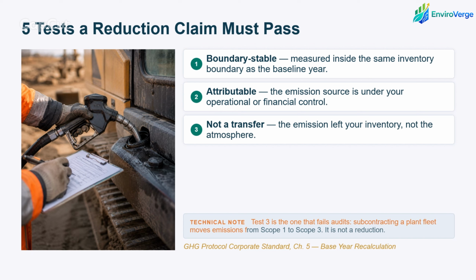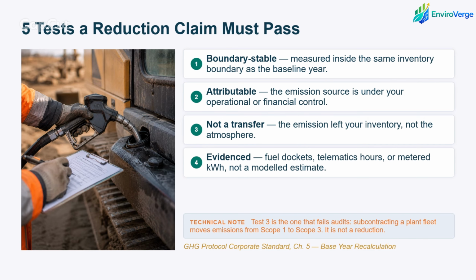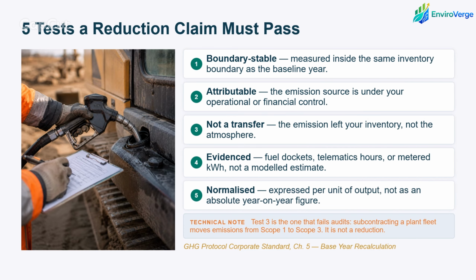If you subcontract your plant fleet, those emissions move from Scope 1, the fuel you burn yourself, to Scope 3, which is someone else's. Same diesel, same atmosphere, different column. 4. Evidenced. Fuel dockets, telematics engine hours, metered kilowatt hours, not a modeled estimate. And 5. Normalized, which means expressed per unit of output rather than as a raw annual total.